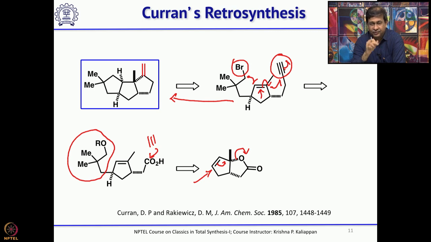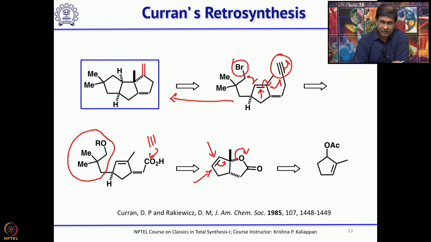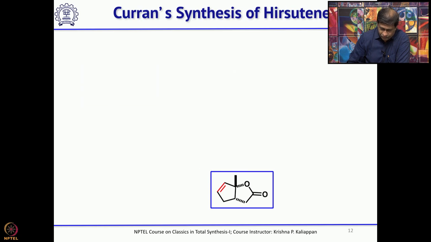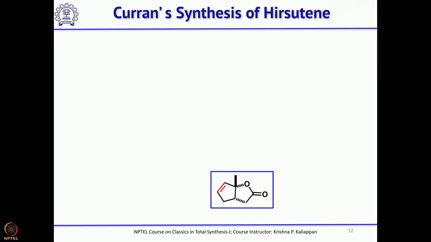Okay, so now you have a double bond here. So what one can do is, after iodolactonization, you can eliminate. And this can be easily obtained from this acetate through a cyclisation rearrangement, which I will discuss during the synthesis. Let us see how this bicyclic lactone was made.